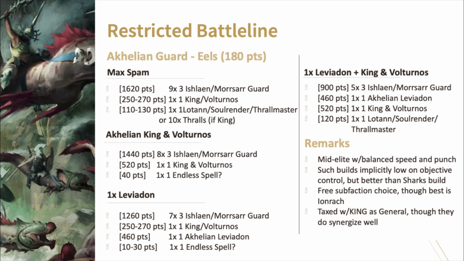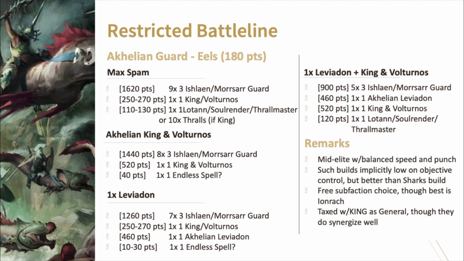So as per remarks, this is a mid-elite build, since we are taking not units of 1 Shark, or as we'll see in the next slide, 1 Leviathan that we're spamming, but 3 models, so that helps a little bit more for objective control in a sense, and certainly bodies on the table. But it's balanced with speed and punch. So decent. And as we know, eel spam used to be a thing, so this isn't the craziest of spam ideas.